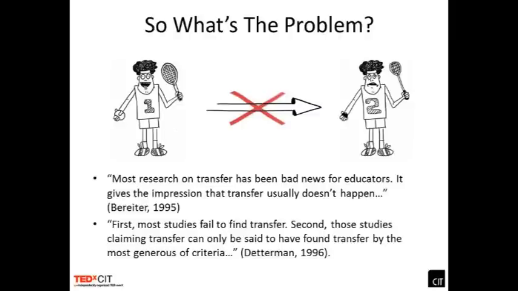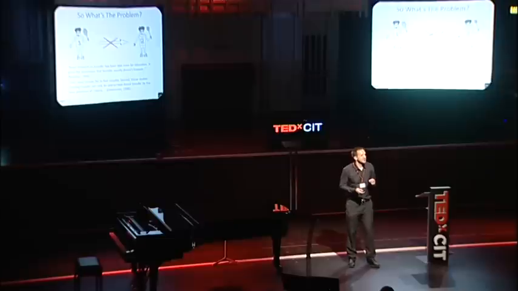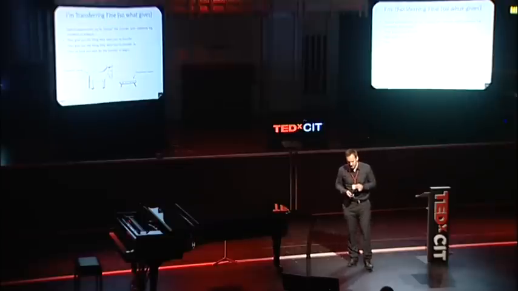Okay? Douglas Detterman, an intelligence theorist and probably the most widely quoted of the critics of traditional learning transfer, says this, after a review of 100 years plus of experiments and research into learning transfer. Most studies first fail to find transfer, and second, those studies claiming transfer can only be said to have found transfer by the most generous of criteria. In other words, it often seems as if people are just following instructions, or else the transfer is questionable because the two contexts are extremely similar.